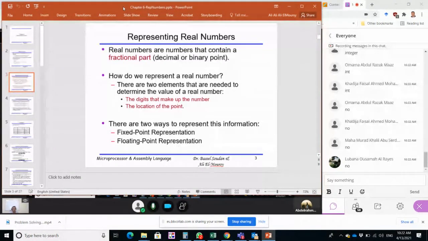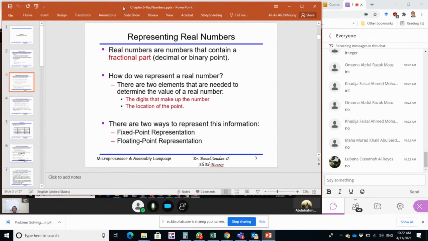What are the real numbers? The real numbers are the numbers with fractions. We deal with the numbers with fractions in DLD. تعاملنا مع ارقام real numbers في DLD. But the representation that we have used to represent real numbers in DLD is usually called a fixed point representation.